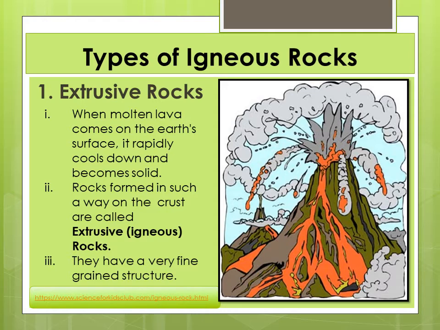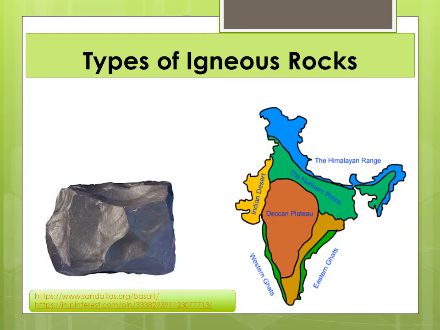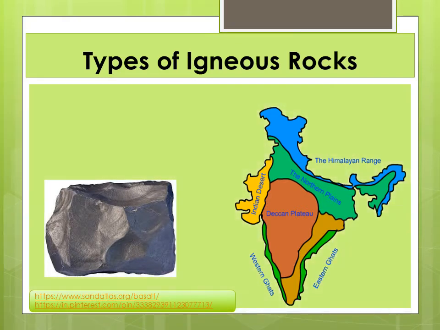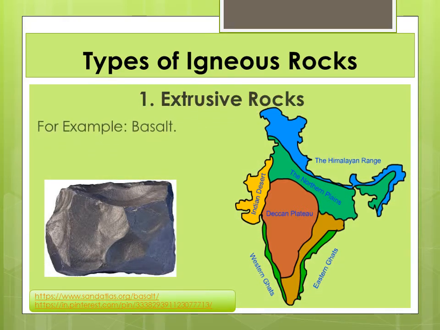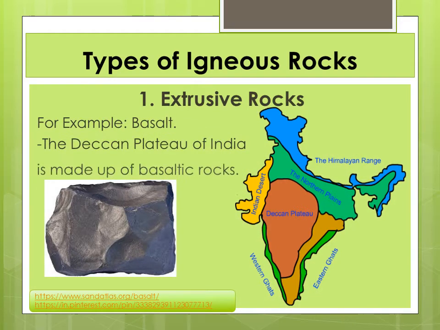They have a very fine grained structure. Structure means banawat. Grained means maheen danedar. Basalt is an example of extrusive rock. The Deccan Plateau in India is made up of basaltic rocks. Take a look at the picture and map of India.